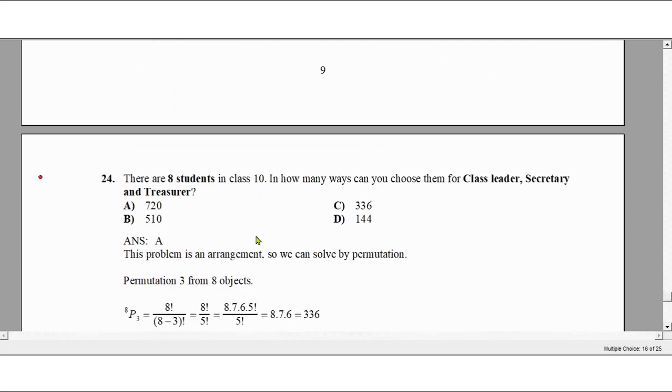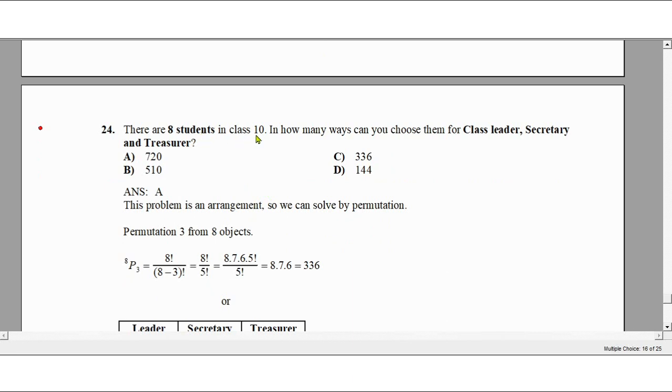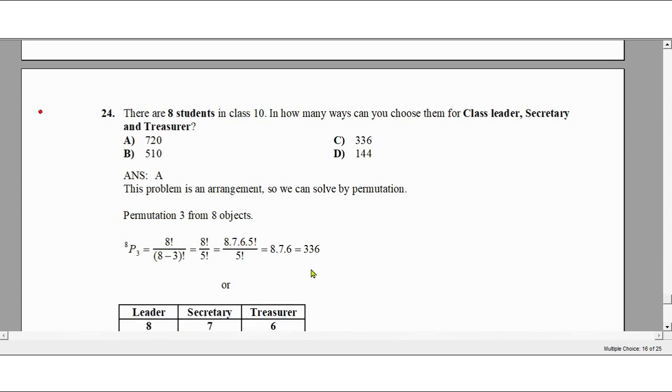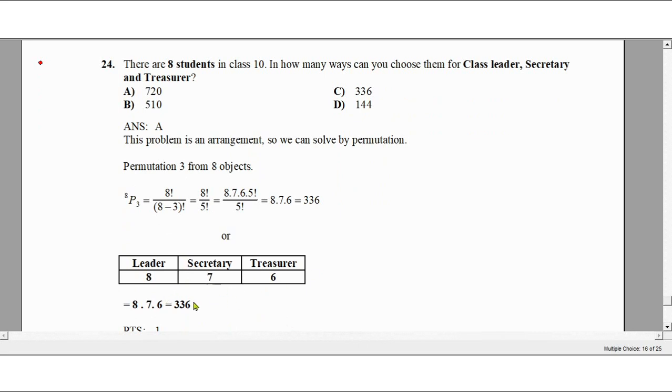Number 24. There are 8 students in a class. In how many ways can you choose them for class leader, secretary, and treasurer? This one is ordering, right? So you choose in order for class leader, secretary, and treasurer. So this is arrangement, so we can solve by permutation. This one is permutation 3 from 8 objects. So simply using the formula of permutation, we got 336.